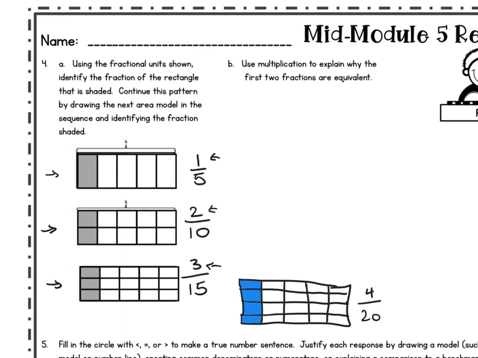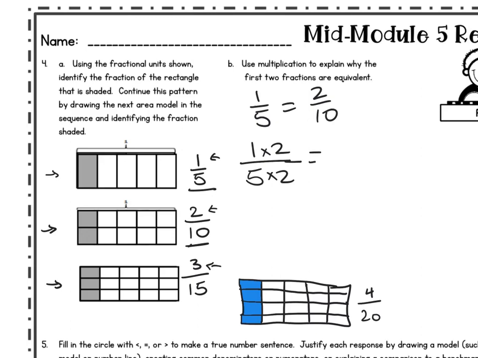Then in part B, it says to use multiplication to explain why the first two fractions are equivalent. So that's these two fractions right here, 1/5 and 2/10. So we're explaining why 1/5 is equal to 2/10. And we show this by multiplying the numerator and the denominator by the same thing. So if we multiply 1 times 2 and 5 times 2, we get 2/10. And because we multiplied them by the same number, 2, and we got this as our fraction, we know that these two fractions are indeed equivalent.